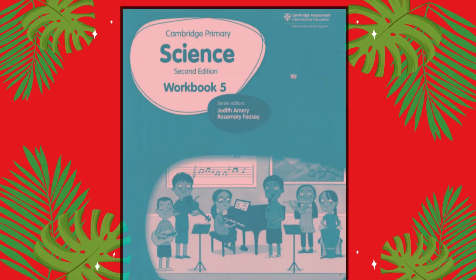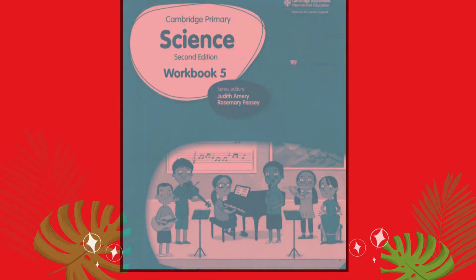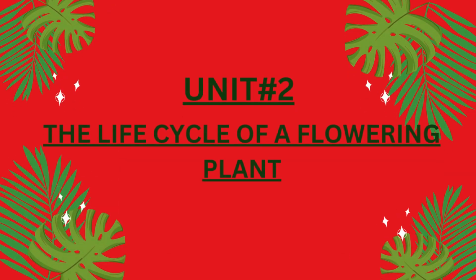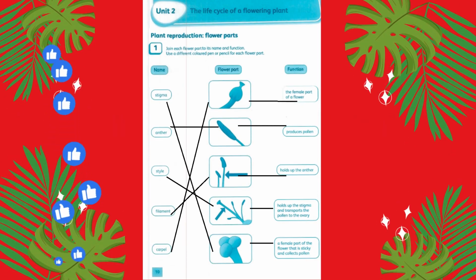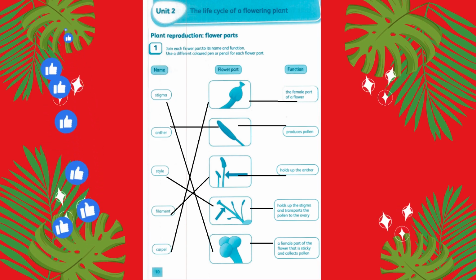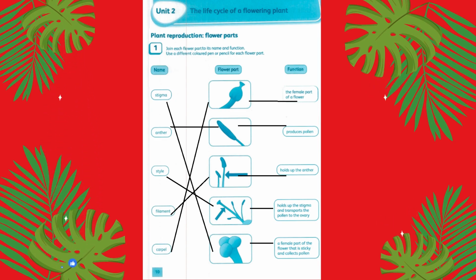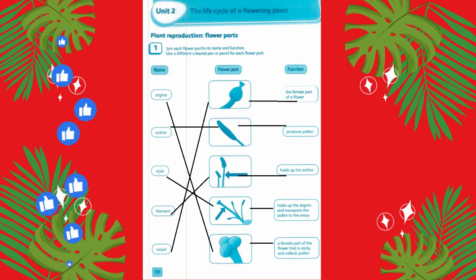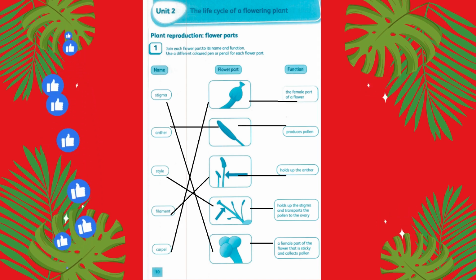Now, I'm going to start Unit 2. Unit 2, the life cycle of a flowering plant: plant reproduction, flower parts. Number 1, join each flower part to its name and function. Use a different colored pen or pencil for each flower part.